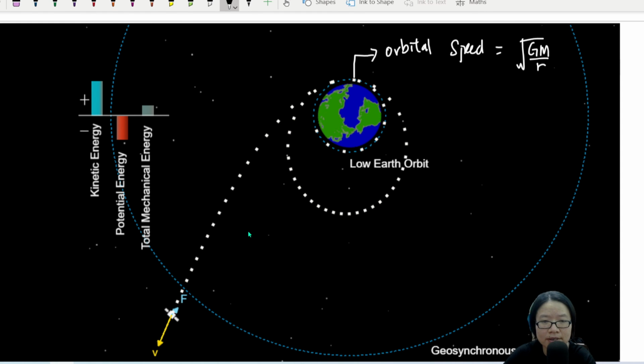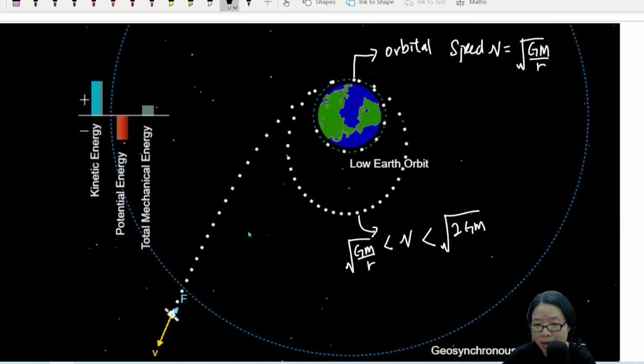And this elliptical orbit is when the orbital speed, I'm just going to call this V, is greater than square root of GM over r, but smaller than square root of 2GM over r. You may be wondering, where did I get this 2GM from?